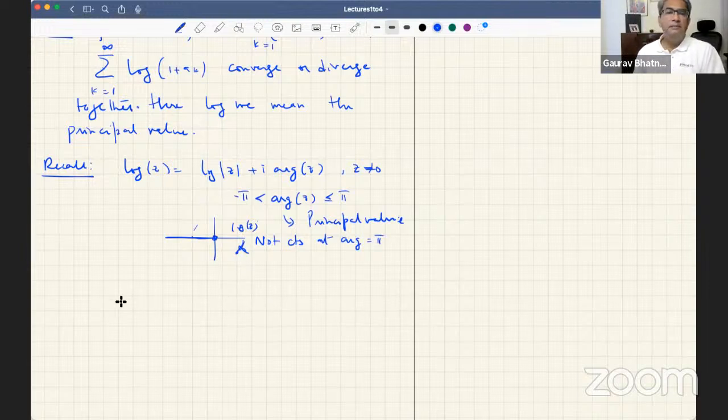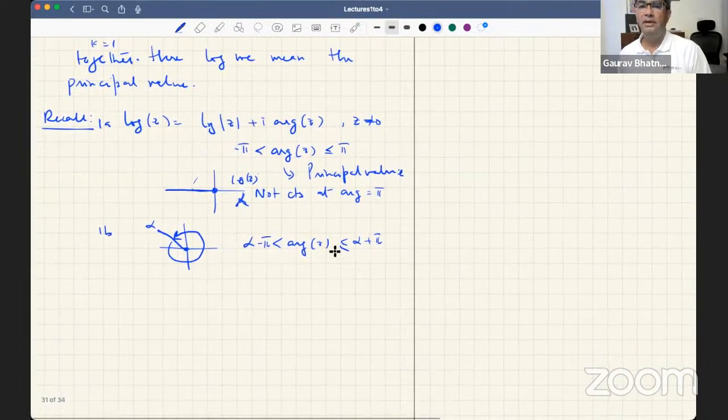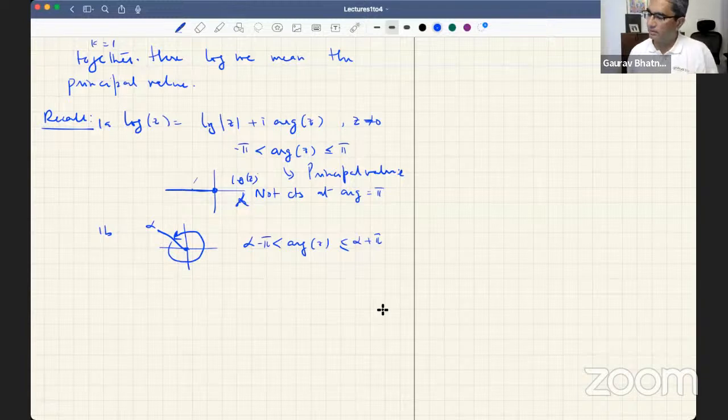Right, and in principle, so this is 1a, 1b. In principle, you could cut any ray. You could cut any ray here, not containing 0, and you can take these values. So suppose you take argument z to be bigger than alpha minus pi and up to alpha plus pi, to get the principal value. Again, the equal sign you remove if you want an analytic function. But otherwise, you can calculate the value, but the value may be different for different people.